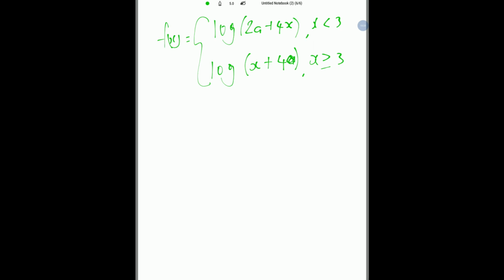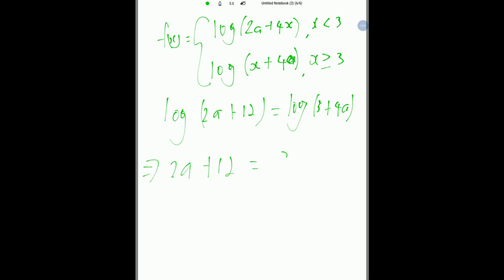So we'll have that the log of 2a plus 12 is equal to the log of 3 plus 4a. And as you learned from module 1, that would imply that 2a plus 12 is equal to 3 plus 4a. And so a is equal to 9 over 2. In other words, a equals 9 over 2 is the value of a that would render this function continuous everywhere.